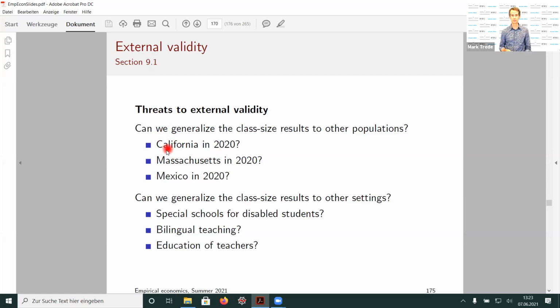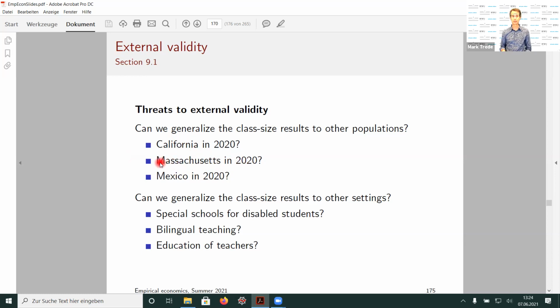And of course, if we go from California to another state in the United States, say Massachusetts, then again, the institutional settings in the educational policy in Massachusetts is probably different from California. Actually, I don't know because I haven't worked on education policy in America. But if you want to talk about the external validity, then you really have to find out about the institutional settings in California in 1999 and say Massachusetts today.